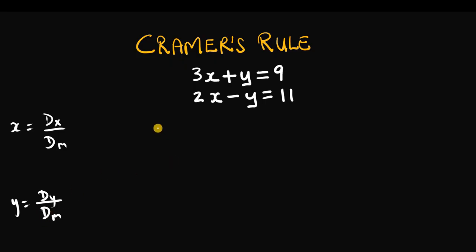Now, how do we find the main determinant? Well, for the main determinant, we put these vertical bars, and within them we put the x coefficients and the y coefficients. Now, what are the x coefficients? These are the numbers before x. So we have 3, that's the first number, and the other number before x is 2.